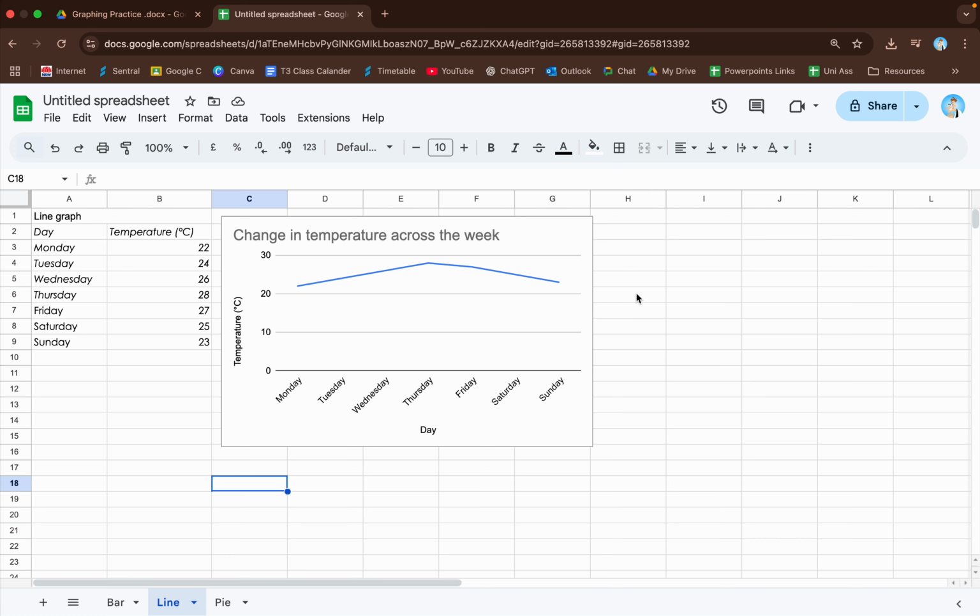So really, this is kind of like a bar graph. The only difference is that it's connected through dots. So this one's the connect the dots kind of graph.